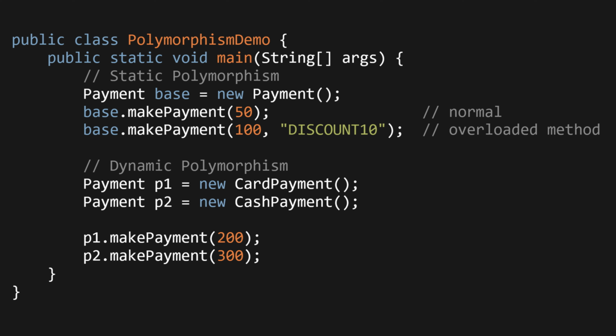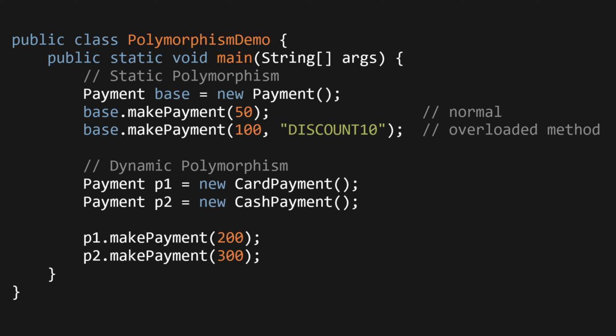Public class PolymorphismDemo. Public static void main(String[] args). Static polymorphism. Payment base = new Payment(). base.makePayment(50). base.makePayment(100, "discount10"). Dynamic polymorphism. Payment p1 = new CardPayment().